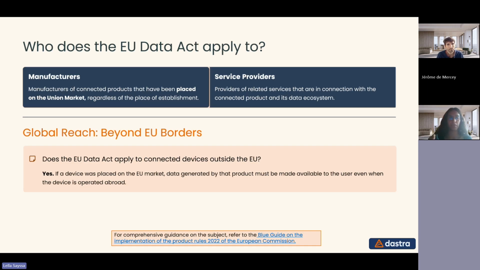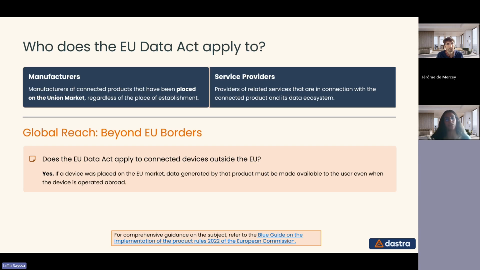But specifically, the manufacturers of connected products that have been placed on the Union market, regardless of the place of establishment. So for a connected product to fall in the scope of the Data Act, there's this notion that it should be placed on the Union market. It's quite similar to the AI Act for those who are familiar with it, because we shouldn't forget that this is also a product type of regulation.